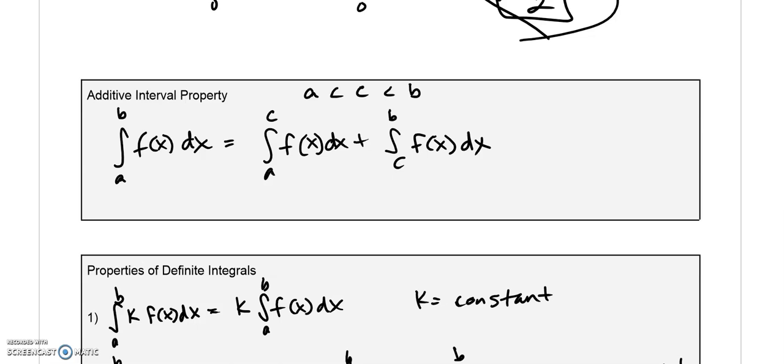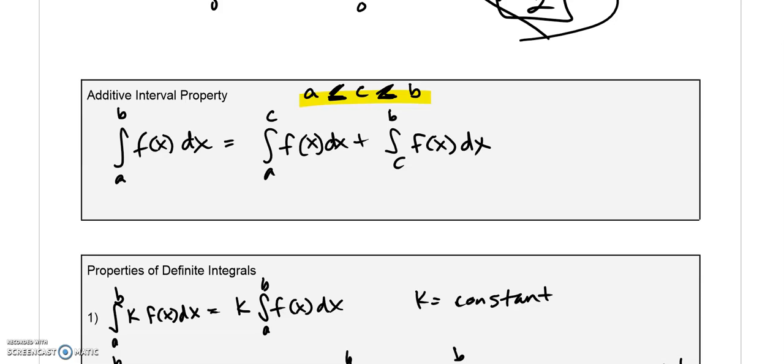So let's pick up where we left off. Right here's where we left off at the additive interval property. First of all, you have to know that between your limits A and B, there's another limit C that's in between A and B. That's what this is up there. I'm going to talk about the right side first.